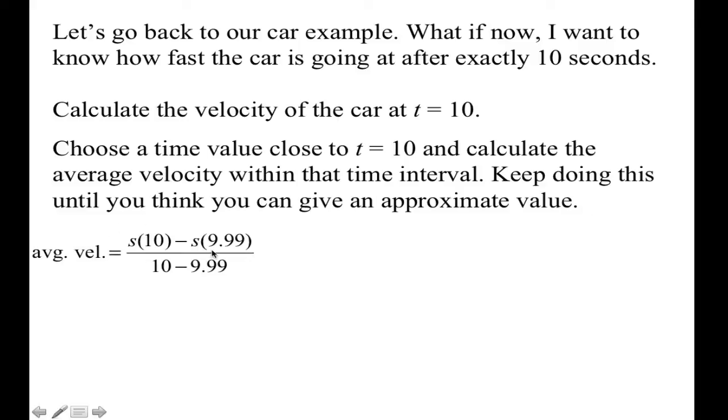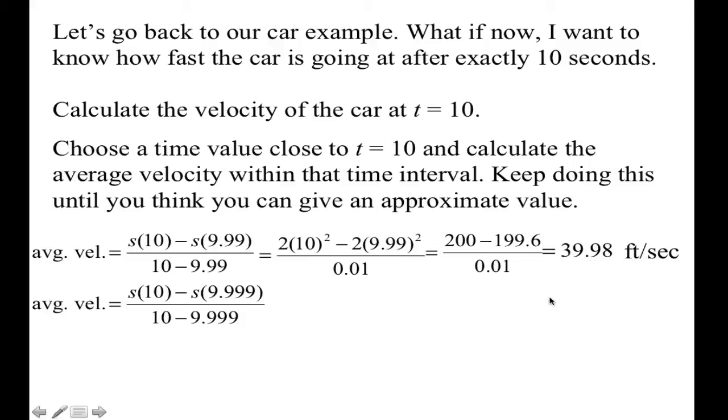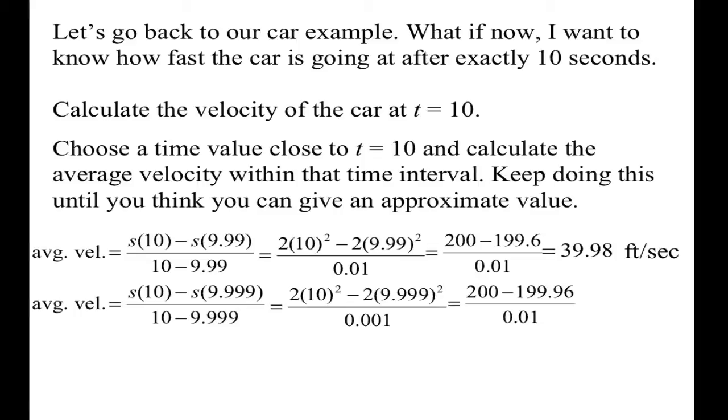So let's say I pick the time 9.99. So I plug in the 10 and 9.99 into my function, and after evaluating, I get approximately 39.98 feet per second. Now, of course, if I'm not satisfied with that, I can pick a value even closer to 10 seconds and plug it in. And after simplifying, I get approximately 39.98 feet per second.